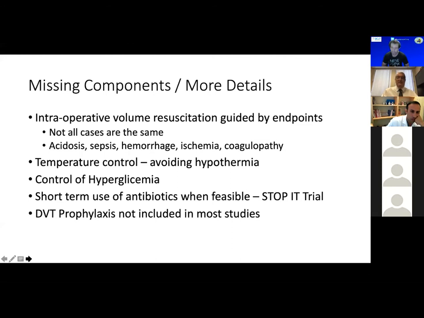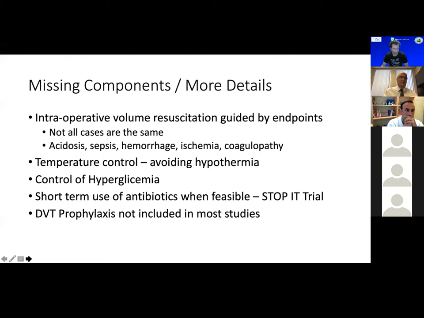There is no mention of acidosis, sepsis, hemorrhage, ischemia, and coagulopathy compensation or preventive measures, and I think those are very important in the emergency setting. Temperature control, avoiding hypothermia, is also very important, not mentioned in those papers that I just described to you. Control of hyperglycemia intraoperatively is also very important in some emergency general surgery circumstances, particularly those associated with a higher risk of mortality in diabetic patients, peritonitis, significant infections, soft tissue infections, Fournier's gangrene, etc.